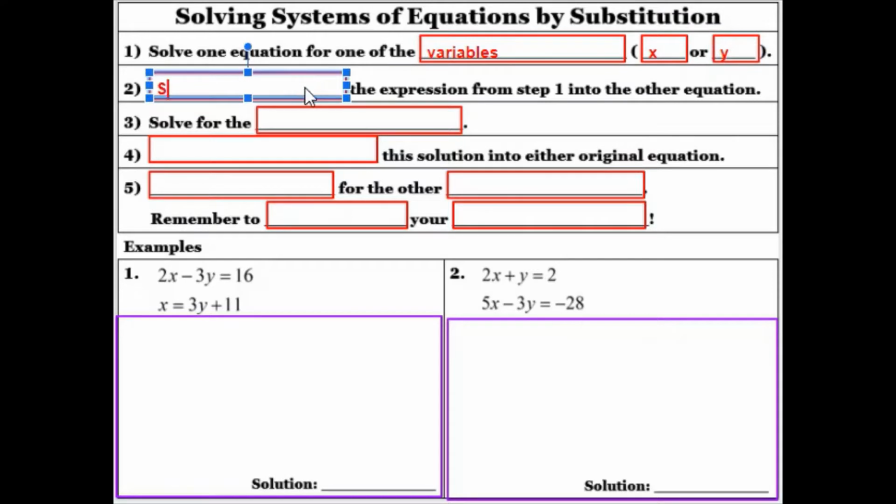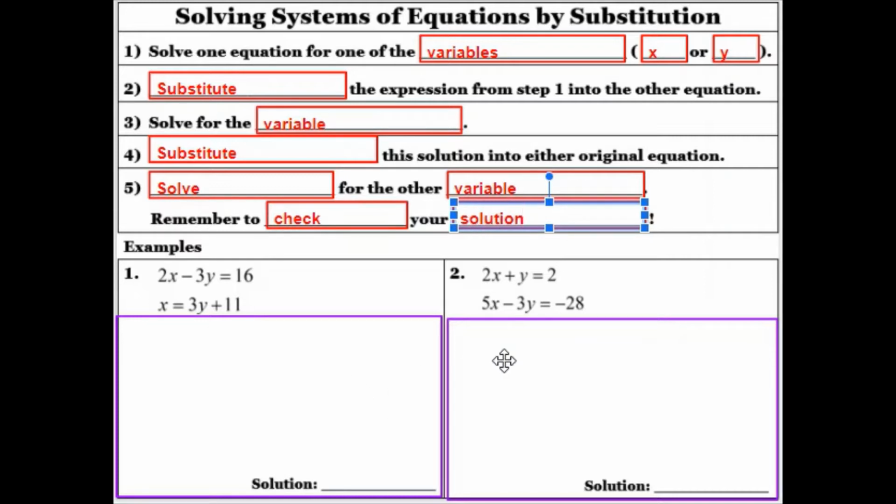Step 2, substitute the expression from step 1 into the other equation, and you're going to solve for that variable. From there, you'll know one of them, either x or y. You're then going to substitute that answer into either original equation, and that's going to allow you to solve for the other variable. Remember that in a system, our solution is going to be a point, an ordered pair, so that means I need an x and a y.